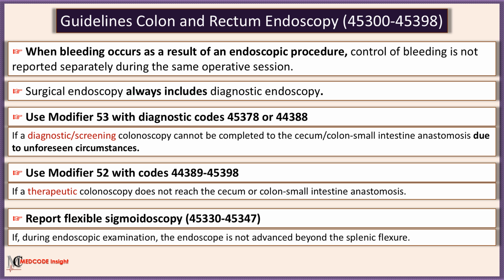If during an endoscopic examination the scope does not advance beyond the splenic flexure, the procedure should be reported as a flexible sigmoidoscopy using the code range 45330 to 45347 rather than a full colonoscopy. This ensures that the procedure is coded based on the actual extent of the examination performed.